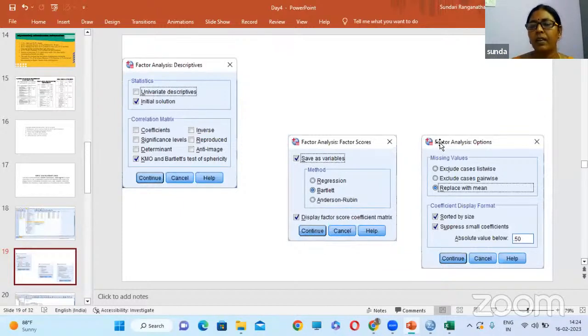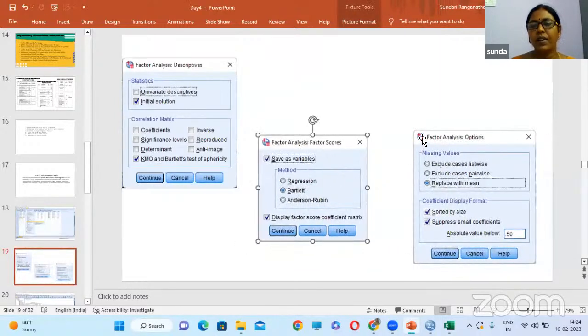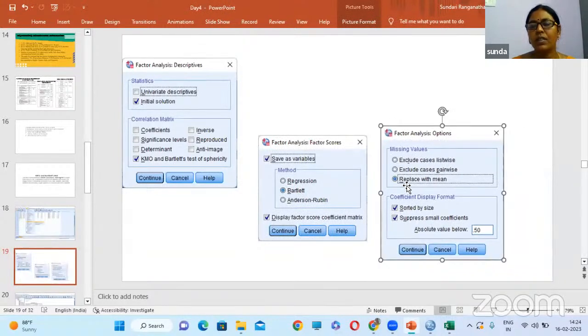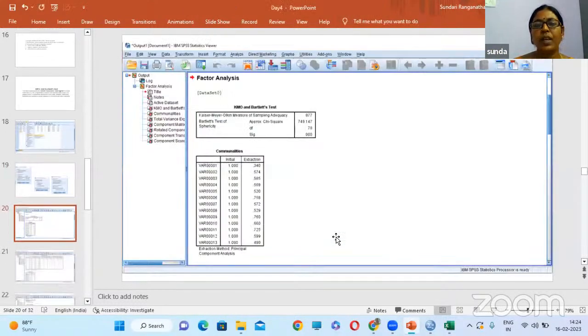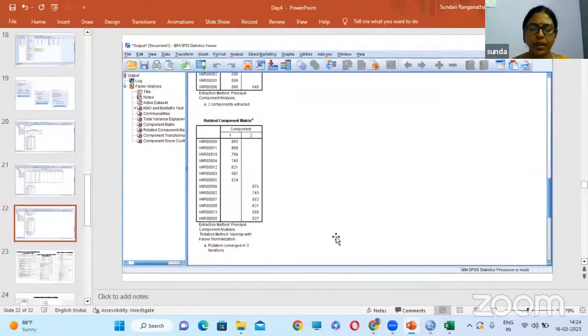And then, dealing with your missing values. In case some data is missing, if some grid is not filled by your respondent, how do you want the system to consider that? Replace it with mean. Sort by size, so that the factor loadings appear from highest to lowest. Suppress small coefficients or small values. This will help you eliminate unnecessary statements which are of negligible relevance to the particular research work. Okay, so this is how your output will also appear.